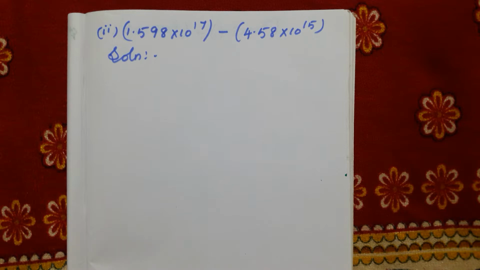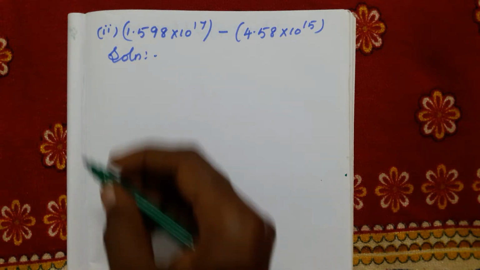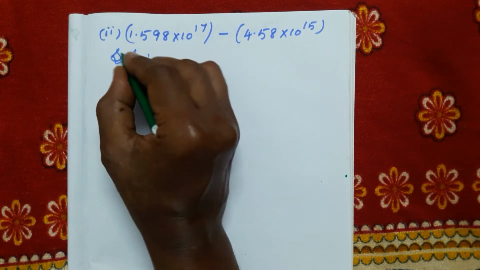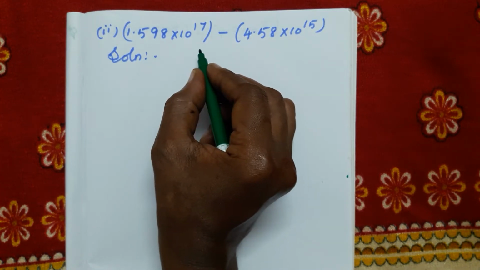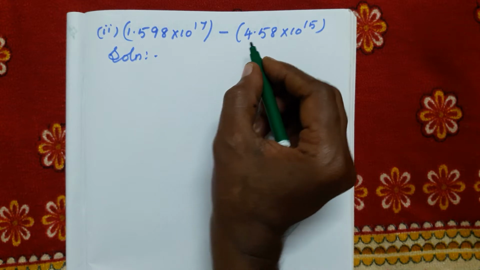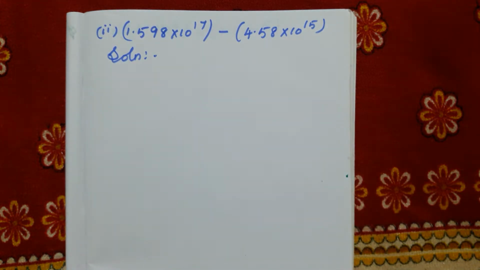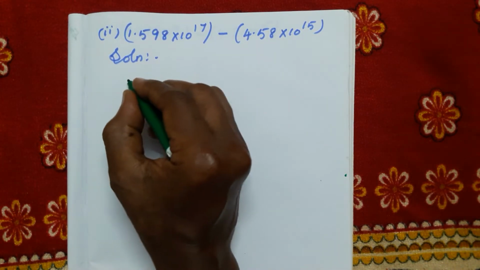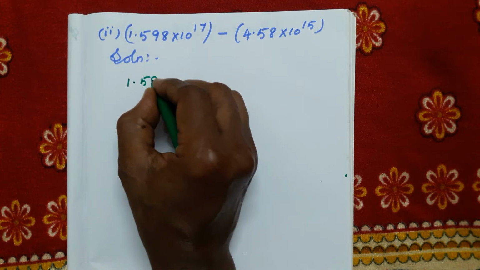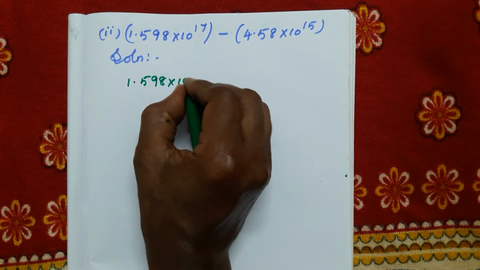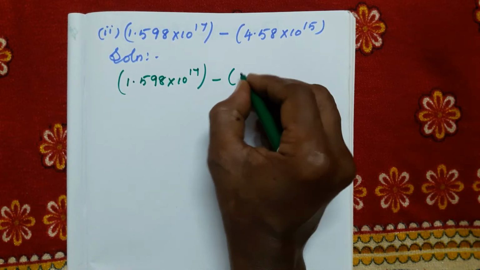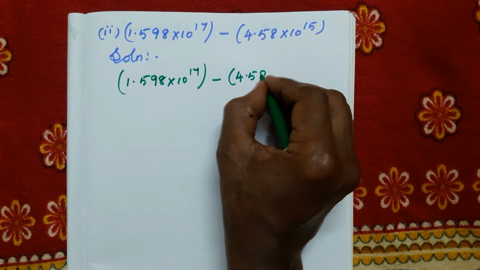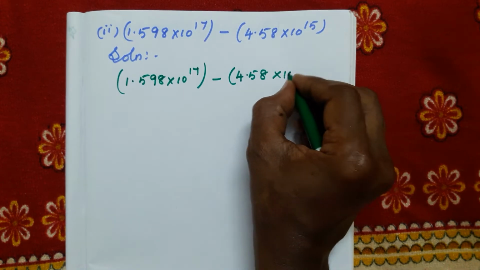Next, exercise 2.8, same exercise, fifth one, second problem: 1.598 into 10 power 17 minus 4.58 into 10 power 15. First, 1.598 into 10 power 17 minus 4.58 into 10 power 15.